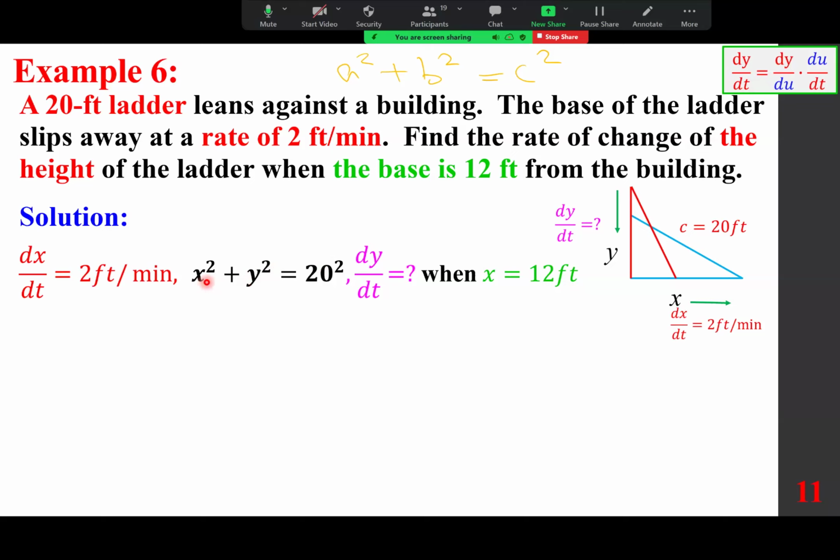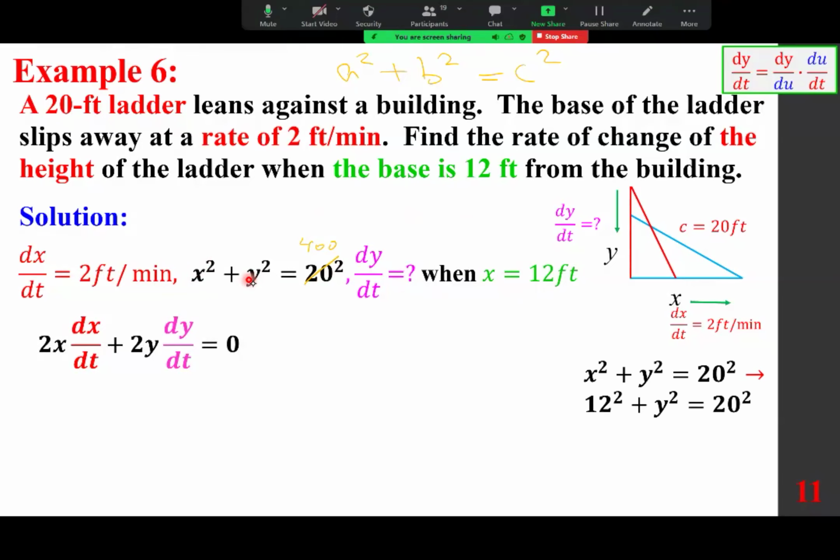So all we have to do is differentiate this with respect to t. This gives us 2x dx dt plus 2y dy dt. This is a number. We know it's 400, but it doesn't matter. Any number gives you 0. Plug in. Now, to plug in, we have the x, we have the dx dt, but we don't have the y. So at the moment that x is 12, we can figure out the y. So we plug it here. This is 400. This is 144. That gives you 256, and y becomes 16 feet.